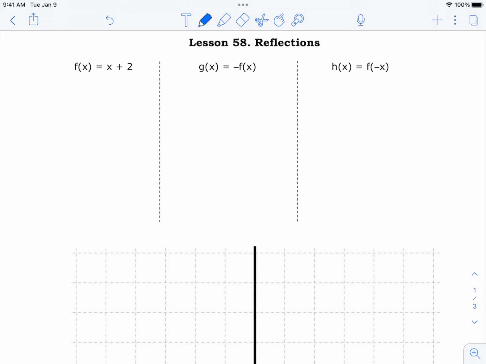And to be a little more specific, reflections over the coordinate axes. We are kind of limiting ourselves to reflections over the coordinate axes. In other words, there's the x-axis, there's the y-axis. You could have a parabola like this, and if you reflected it down over the x-axis, it would end up looking like this, right? That's the kind of reflection I'm talking about.